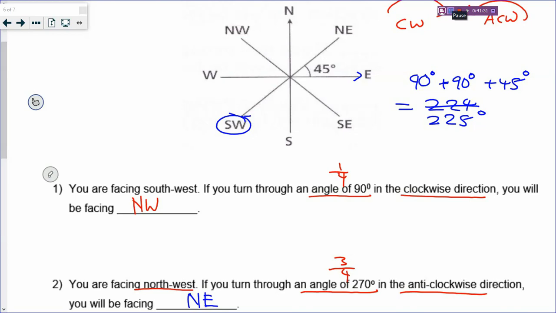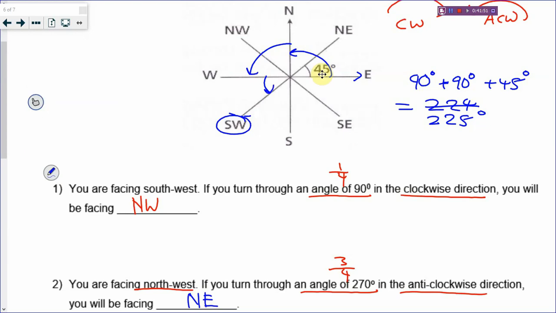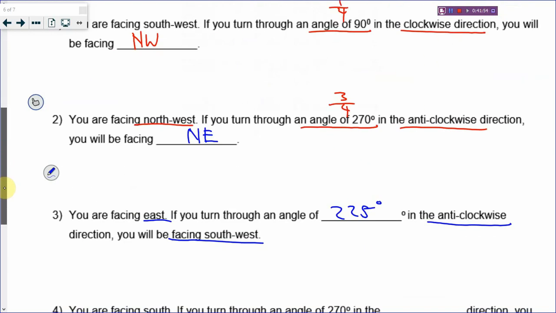Okay, so you are at east direction and you are going to turn clockwise to face what? To face the southwest direction. So you're going to turn 90 plus 90 plus half a right angle, and that's how you get 225 degrees. Okay, now let's go down a bit.